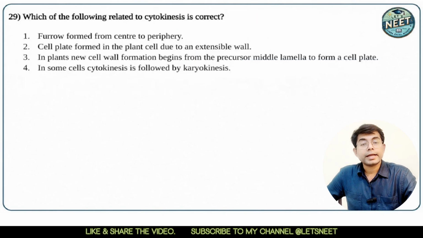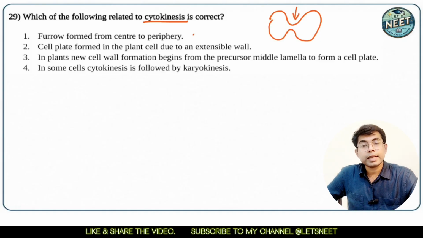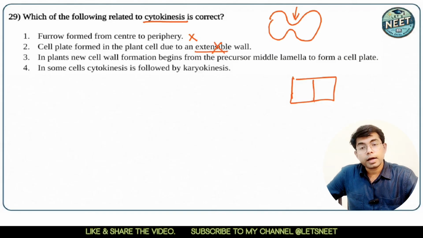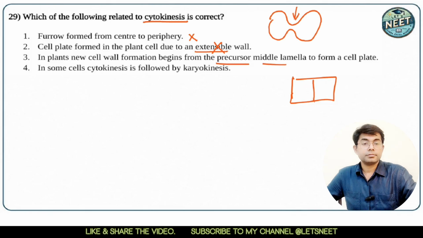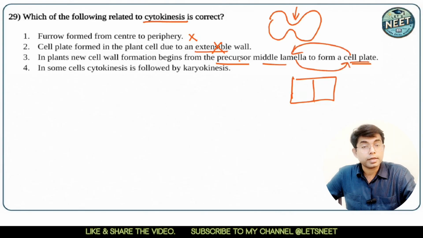Next. Which of the following is related to cytokinesis? Furrow formed from the center to periphery. See, during cytokinesis, the furrow is formed from the periphery to the center, not from the center to the periphery. So this is wrong. Cell plate in the plant cell is formed due to an extensible wall, right? Cell plate is formed because of an inextensible wall. So this is also wrong. In plants, new cell wall formation begins from the precursor middle lamella to form cell plate. Actually, it is written opposite: precursor cell plate to form middle lamella. So this is also wrong. Precursor is not the middle lamella. Precursor is the cell plate, which forms the middle lamella.